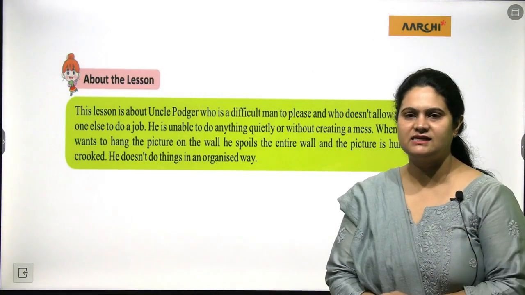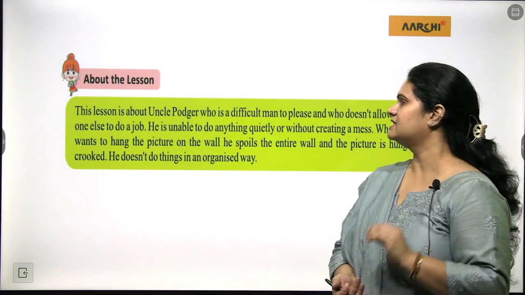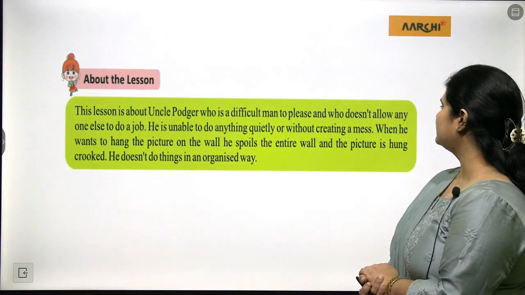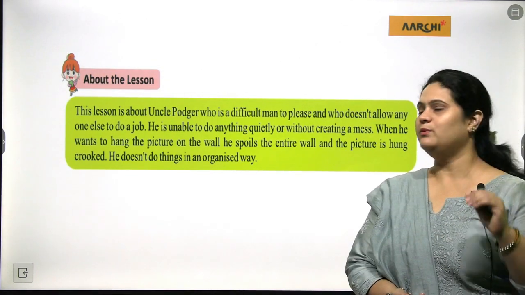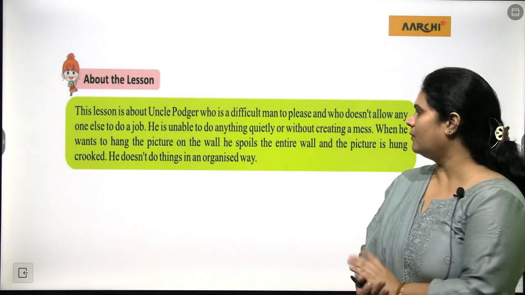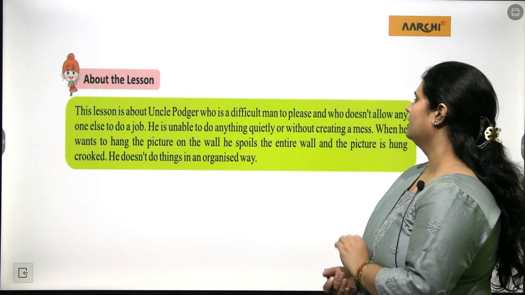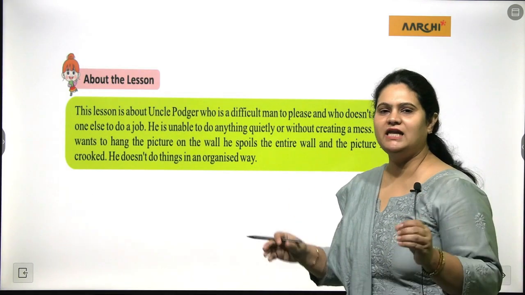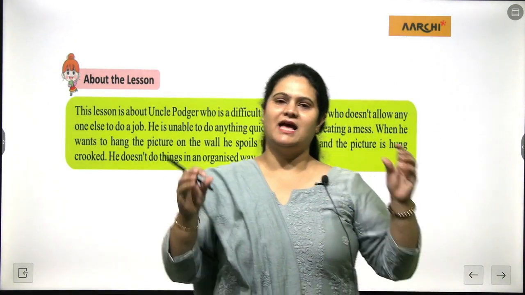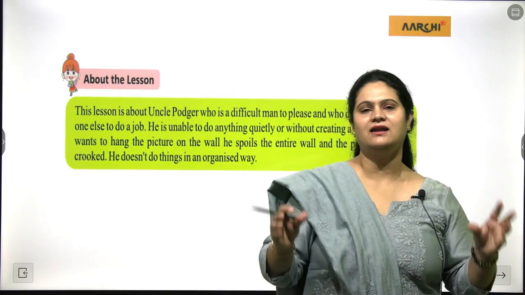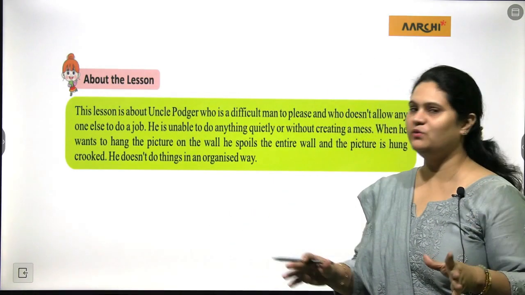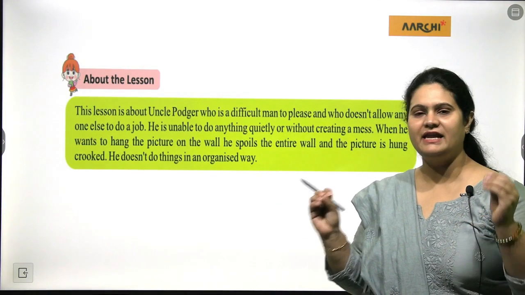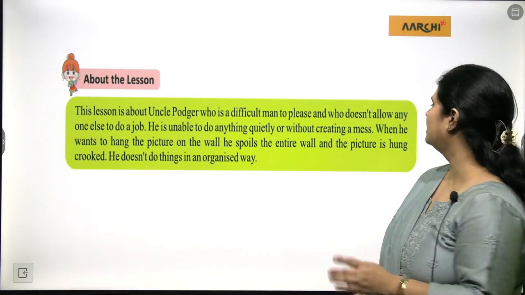Now, about the lesson, children. This lesson is about Uncle Podger, who is a difficult man to please and who doesn't allow anyone else to do a job. He is unable to do anything quietly or without creating a mess. He cannot do any job without creating a mess, and even then he says that I am going to do it alone. He doesn't allow anybody else to do that job.